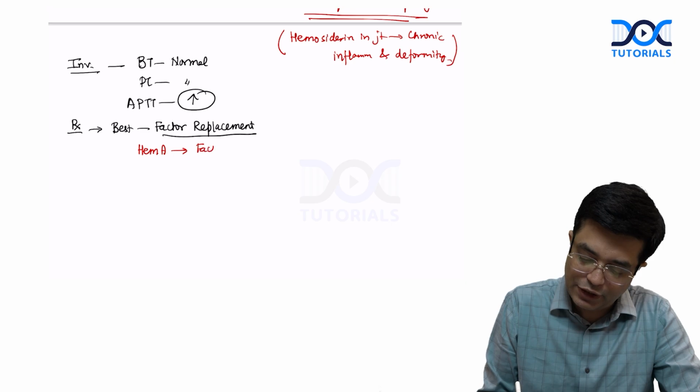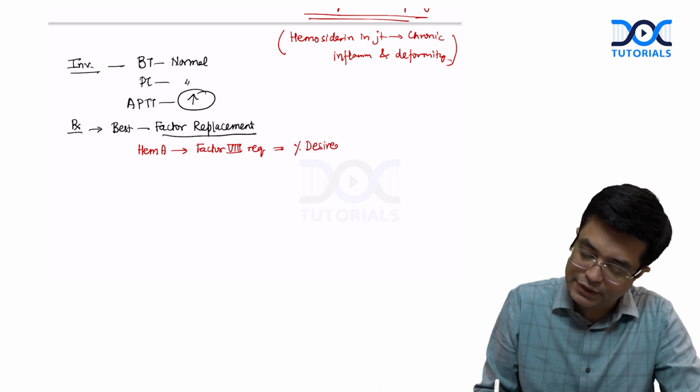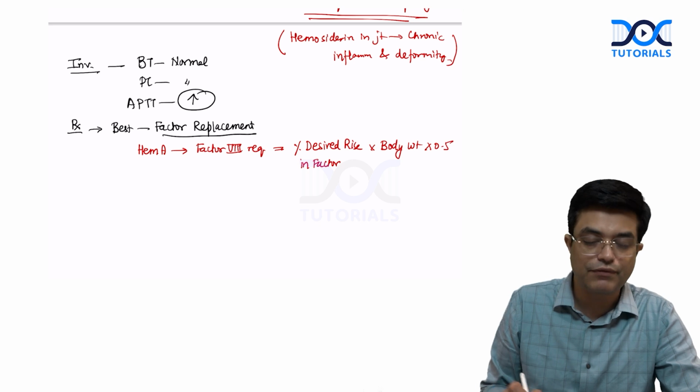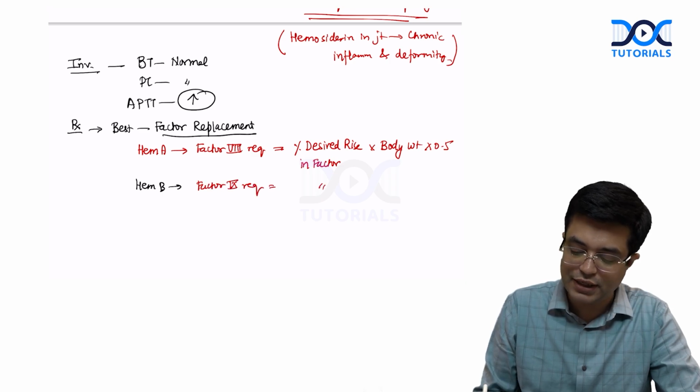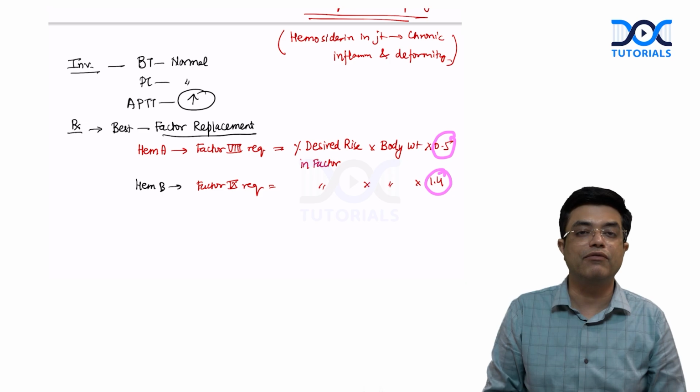The factor 8 requirement can be calculated by the formula: percentage desired rise in the factor level multiplied by body weight multiplied by 0.5. And in patients with hemophilia B, the factor 9 requirement can be calculated by the formula: percentage desired rise multiplied by body weight multiplied by 1.4. So the distinguishing point is 0.5 here and 1.4 here.